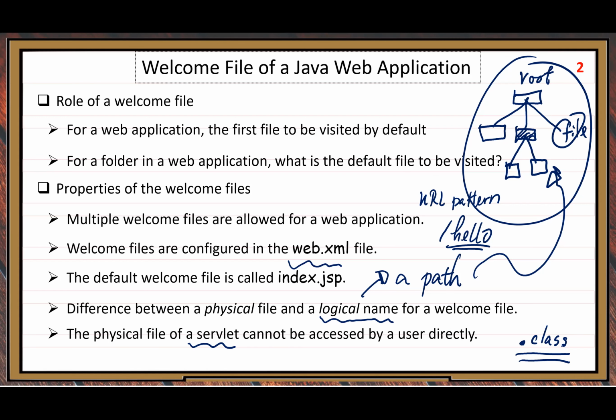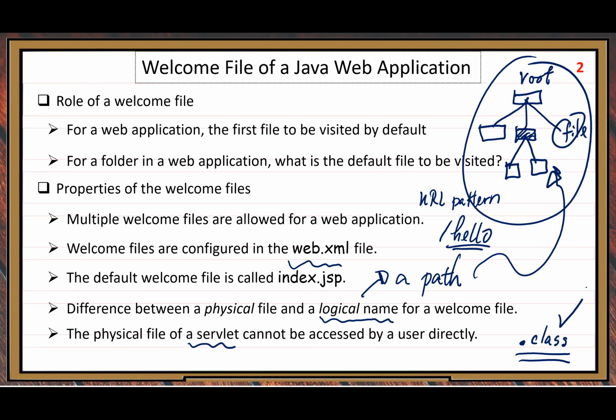Source files may not be available in our final Java web application; they're not necessary. The final project may or may not include the source files. But the Java class file must be there. So the physical file of the servlet, we refer to its corresponding compiled .class file.